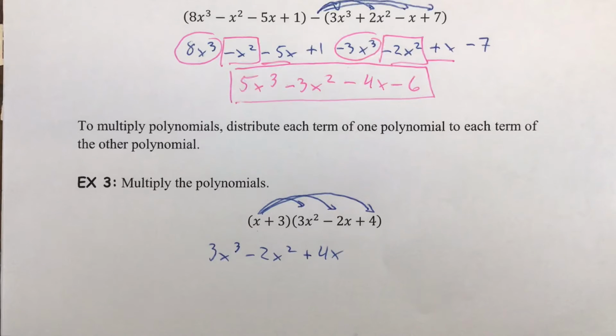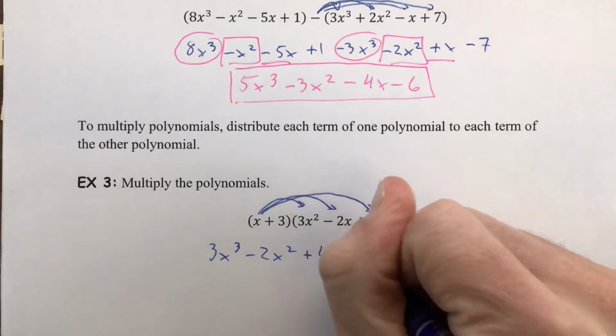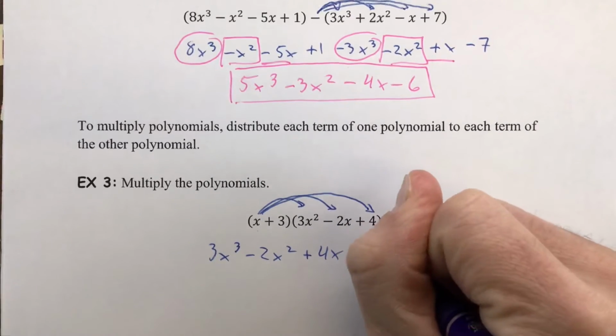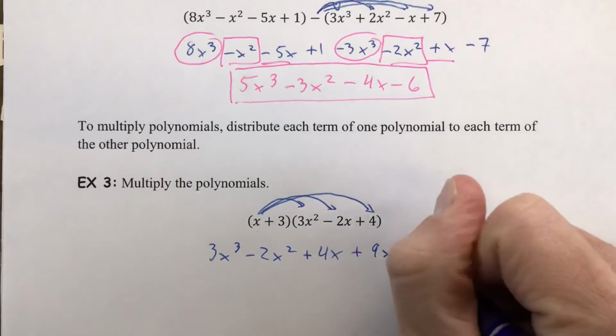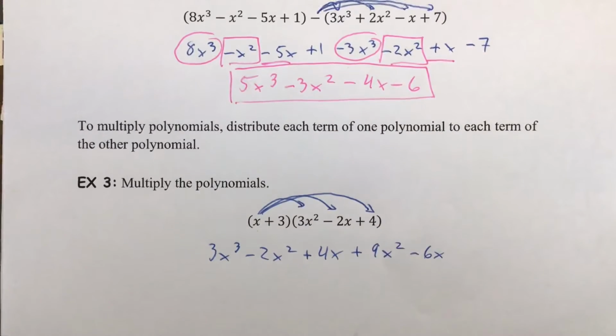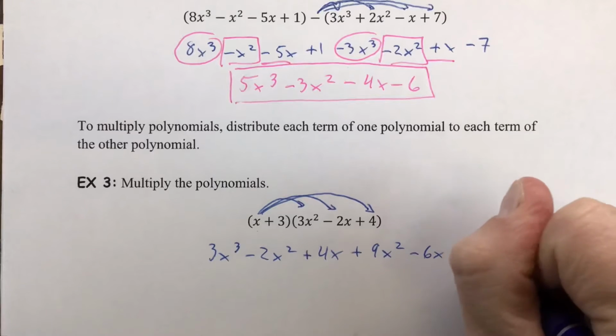The second part is going to be distributing the positive 3. Make sure that you look at that as a positive 3, because if it had said minus 3, that would be a negative 3. But we're going to distribute a positive 3 to each of those terms as well. You're going to get a positive 9x squared, negative 6x, positive 12.